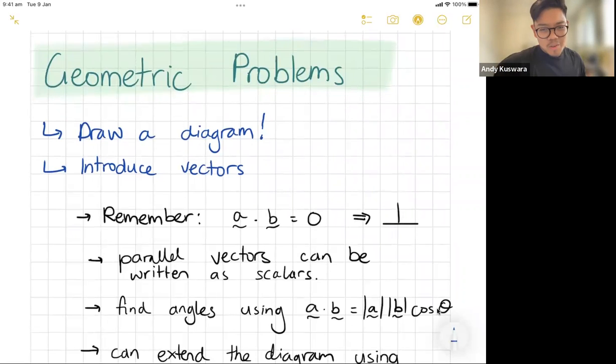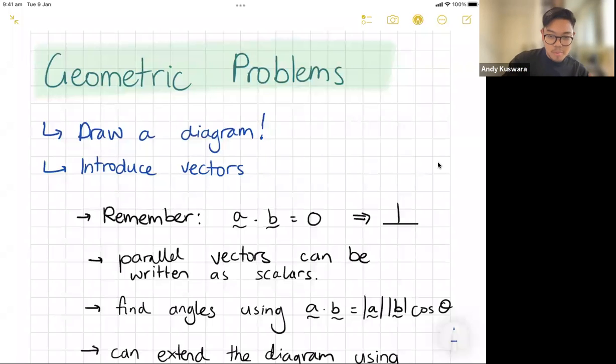Draw a diagram. This is non-negotiable. This is not a drill. Do it and don't ask any questions. Just draw a diagram and it will help in more ways than one. And then once you've drawn a diagram, they'll often start to give you points. So at that point, that's when you want to start introducing vectors.